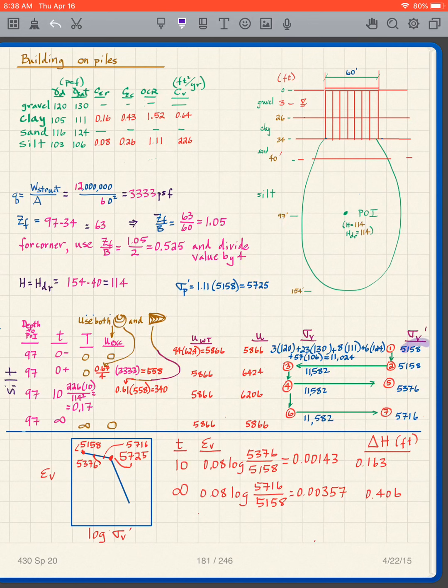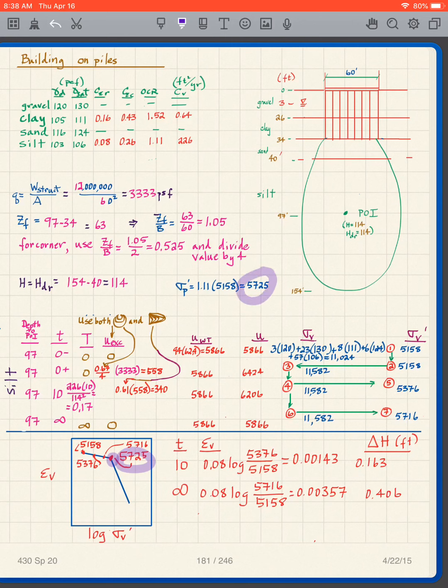I use these values to create my chart. Notice my sigma prime P is what? We had an OCR of 1.11. There's my sigma V prime initial, so it's 1.11 times the 5158. Gives me the 5725 for my sigma prime P, which is the inflection point, so I get 5725 there.